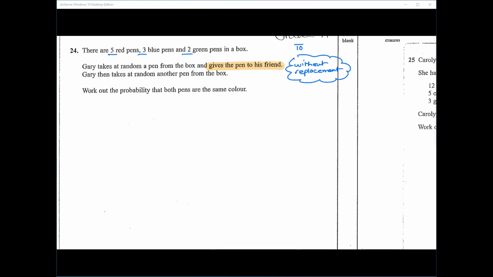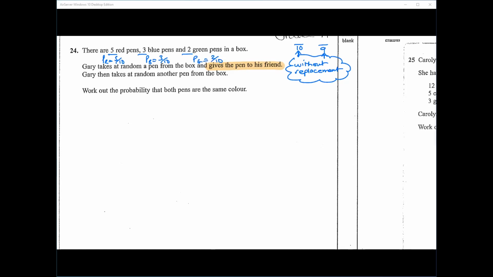So it's without replacement. So what will happen to the fraction in the second part of the question? It'll be over 9. Fantastic. So there'll be 2 parts of the question. The first part and the second part. Lovely. Okay. So what is the probability of red anyway? 5 over 10. And the probability of a blue? 3 over 10. And the probability of a green? 2 over 10. Fantastic.